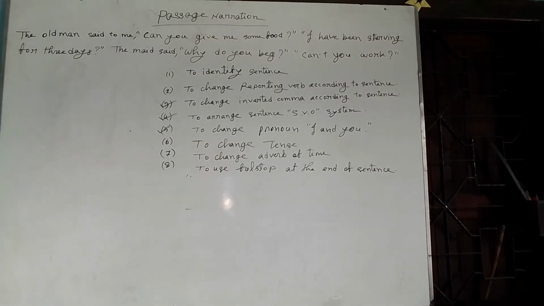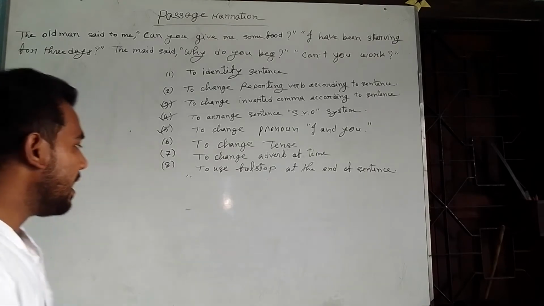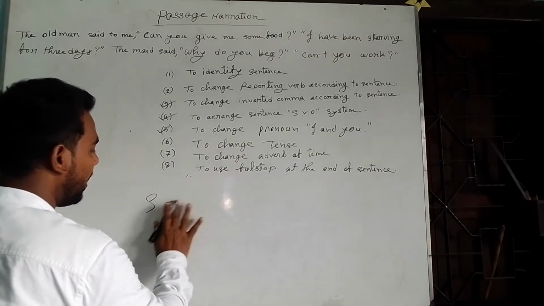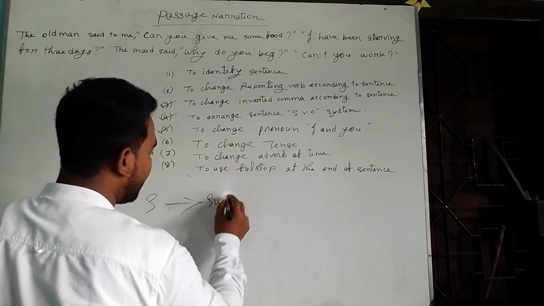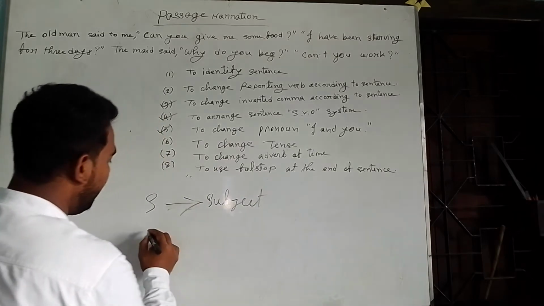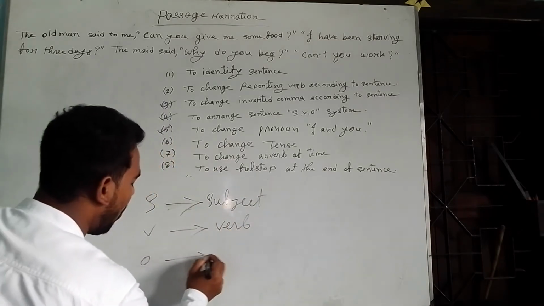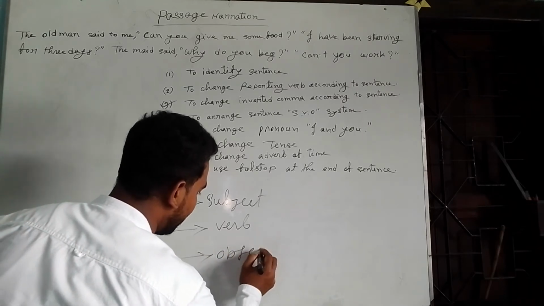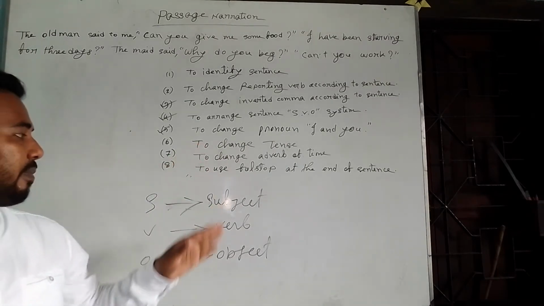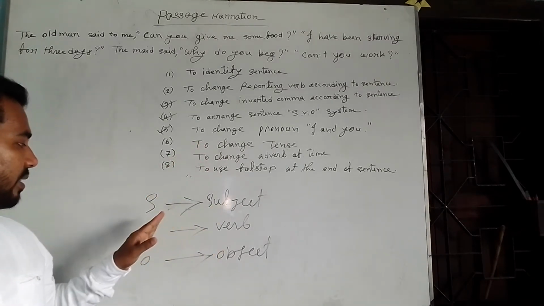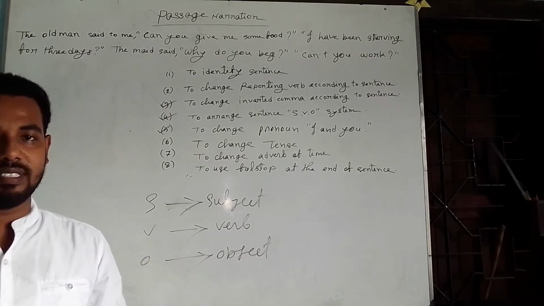Dear students, rule number 4, to arrange the sentence as SVO. S means subject, V means verb, O means object. Dear student, I hope that you can understand. As given, that means at first you have to write subject, verb plus object. In this system, you have to arrange all the sentences.